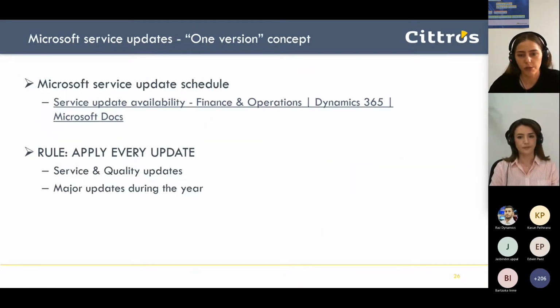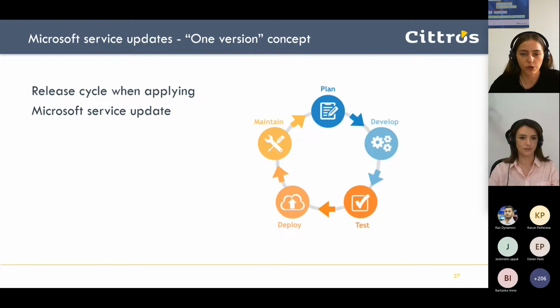You can plan when you need to apply these updates by referring to the Microsoft release schedule. There is the link on the screen. You need to apply every update because through continuous updates, Microsoft is providing both improved reliability to existing functionalities and also new features to your environment. So this is part of the concept of One Version and continuous updates. Your environments are being updated with 2 major releases per year and other monthly service updates. So the total of the Microsoft service updates per year is 8.